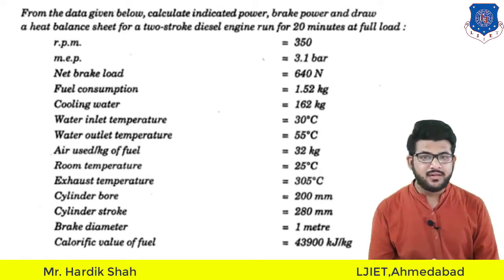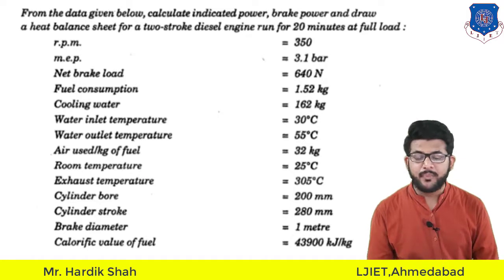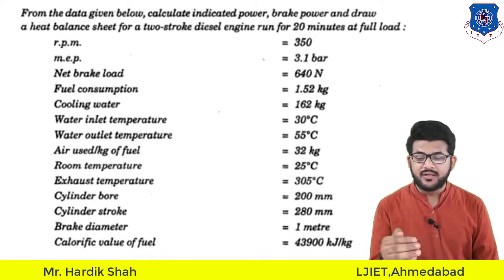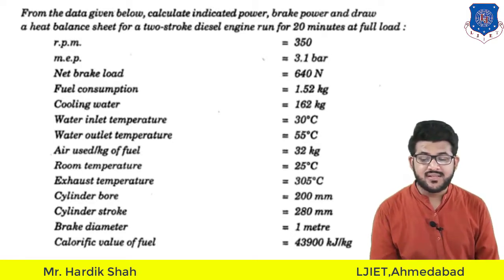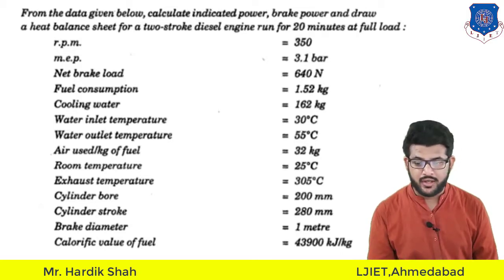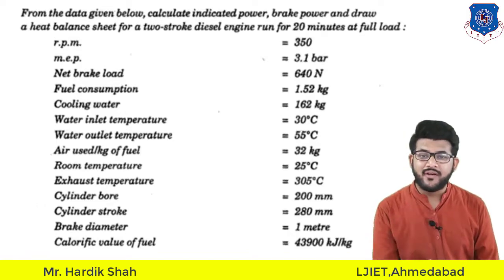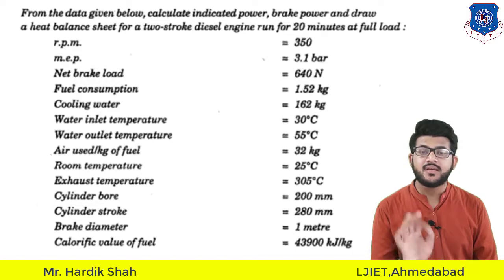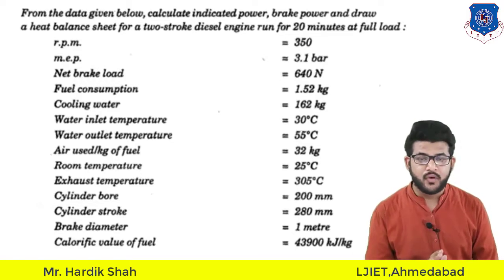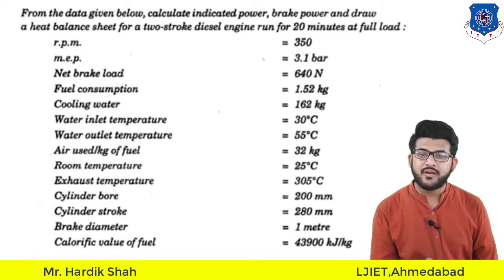RPM is given as 350. Thereafter mean effective pressure is given as 3.1 bar. In the same way other data is also given: net brake load, fuel consumption, and cooling water, given as 162 kg, which is the mass of the cooling water. Thereafter water inlet temperature and water outlet temperature, from which we will find delta T. There is only one equation for the heat, that is Q equal to m c delta T. We will always follow this equation for cooling water and exhaust gases, so the example will be very easy to understand.